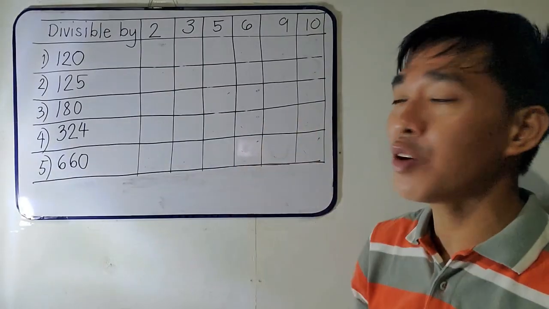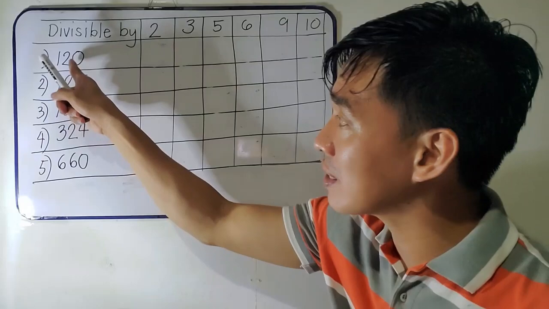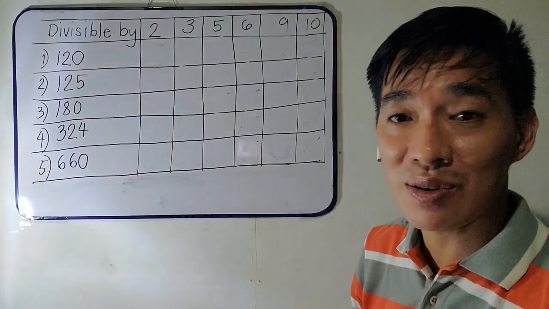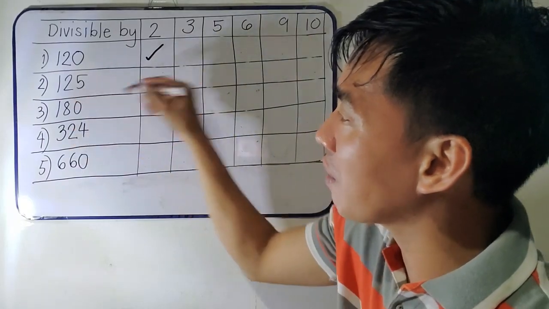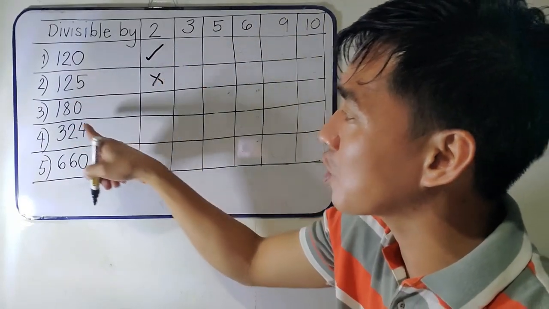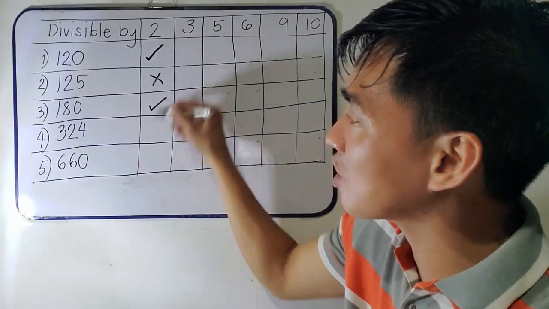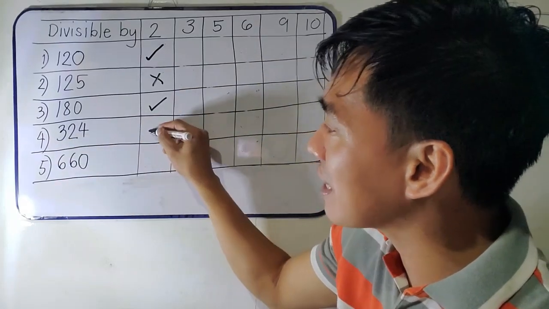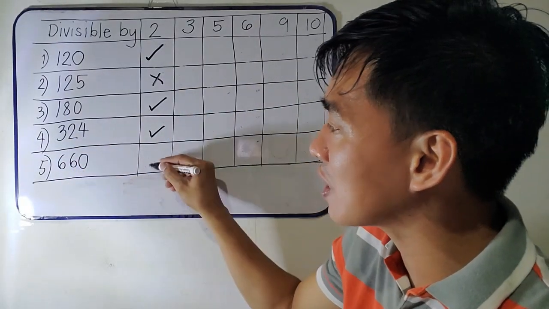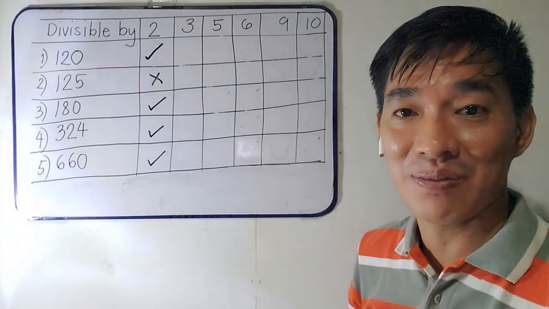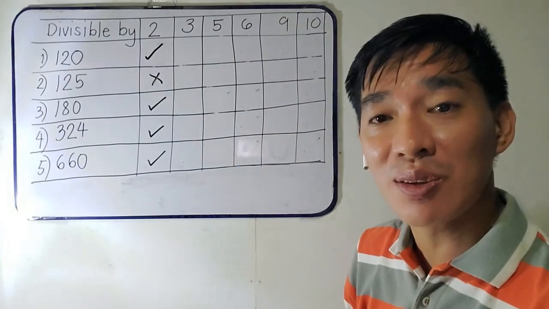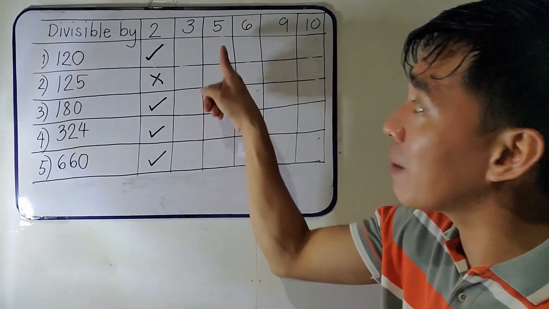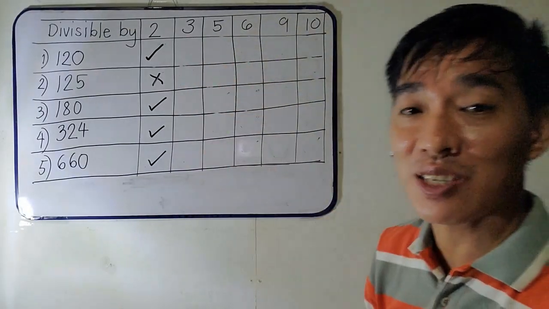Okay, so first let us try if these numbers are divisible by 2. 120 is even, divisible by 2. 125 is not even, not divisible, so X. 180 is even, so check. 124 is even, so that's divisible. 660 is even, so that is divisible. Because 2 and 5 have the same rules, where we are just looking at the last digit, it would be best to skip 3 first and answer 5.